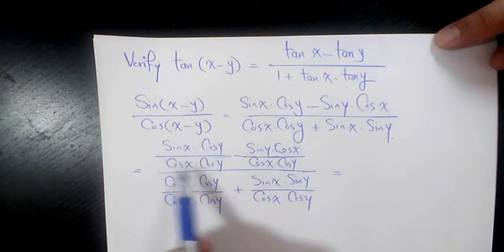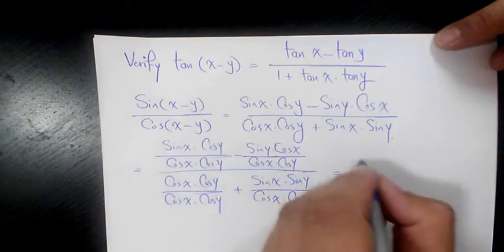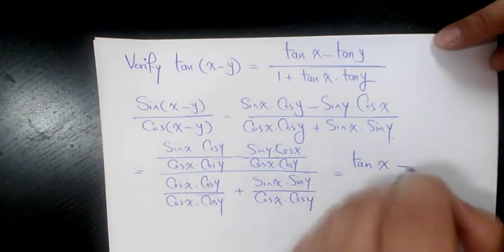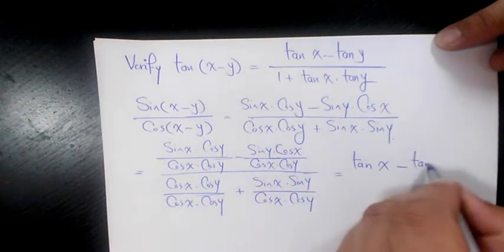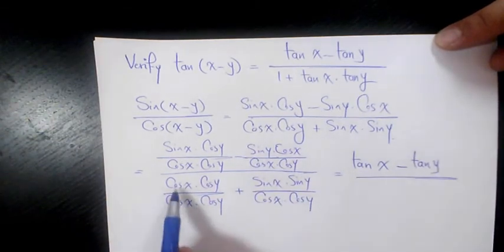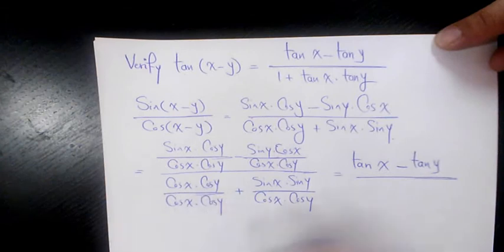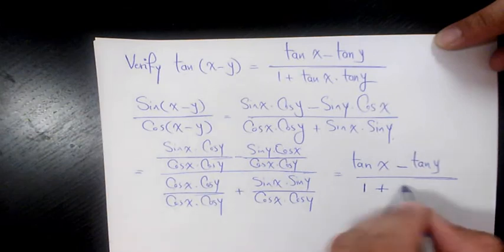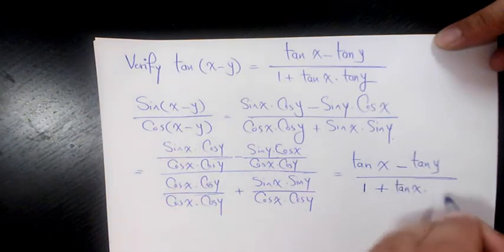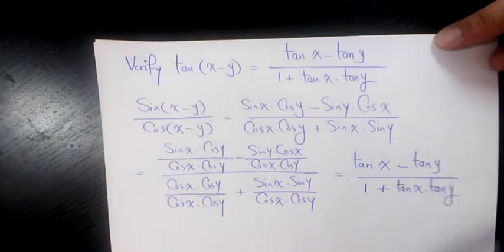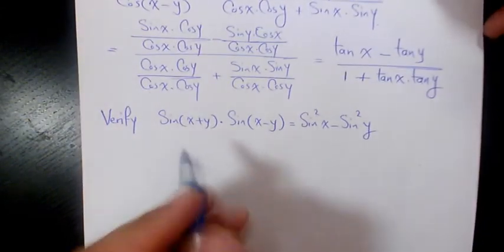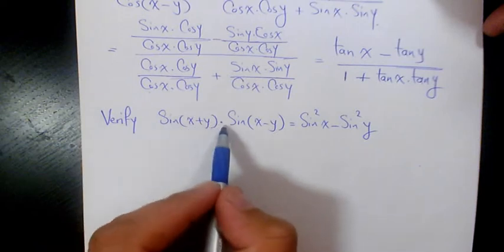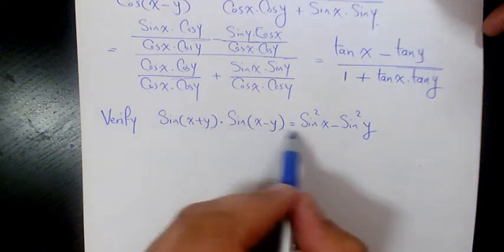So cosine y cancels out. We have tan x minus, cosine x cancels out, we have tan y, over 1 plus tan x tan y. Now it's proven. Next example says verify sine(x plus y) times sine(x minus y) equals sine squared x minus sine squared y.